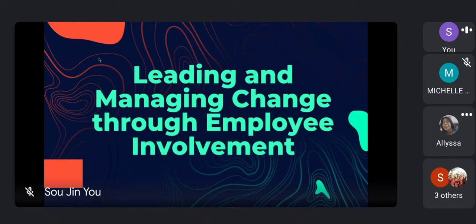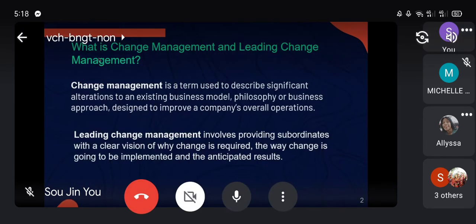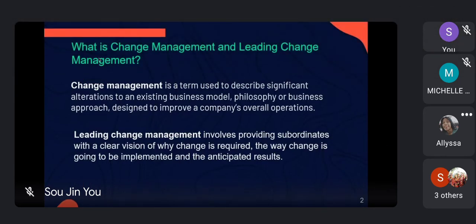So, yung topic namin is leading and managing change through employee involvement. So what is change management and leading change management? Change management is a term used to describe significant alteration to an existing business model, philosophy, or business approach designed to improve a company's overall operations.